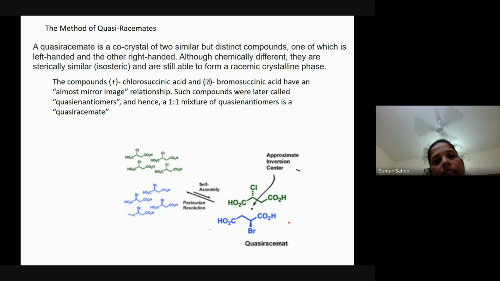Depending on R or S, you can say it has this configuration, or this group is on top or this group is down. So what you do is form a quasi-racemate. You have to take another compound whose configuration you know. Suppose you know that it is dextrorotatory.